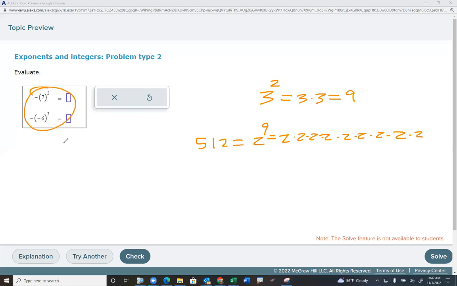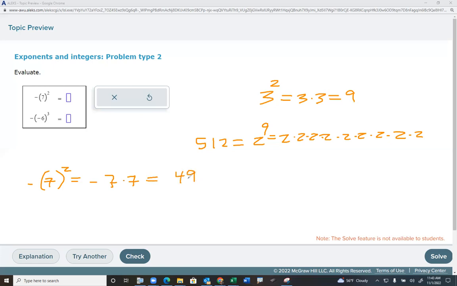Okay, now this one involves negative signs. All right, so notice on the first one, the negative sign is outside the parentheses. So that tells us that this 2 is not affecting the negative sign. This 2 is only going to affect what's inside the parentheses. So the 2 says I need 2 7s multiplied together. Okay, and this negative out in front, it's just still out in front. Nothing's happened. It's following along like your kid brother wanting to play with the big kids.